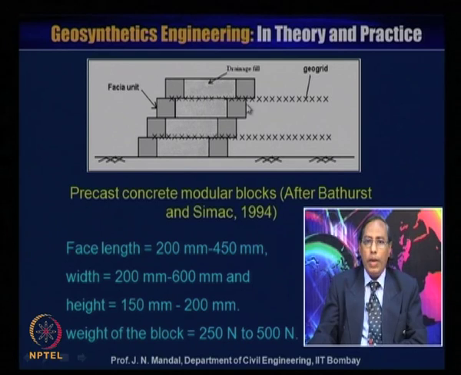So, it depends: if it is a 200 block, then your spacing is 400, if it is a 300 block, then you can have the 600 millimeter spacing. So, depending upon the size of the blocks and the design, you will place the geogrid material with the facing element accordingly.